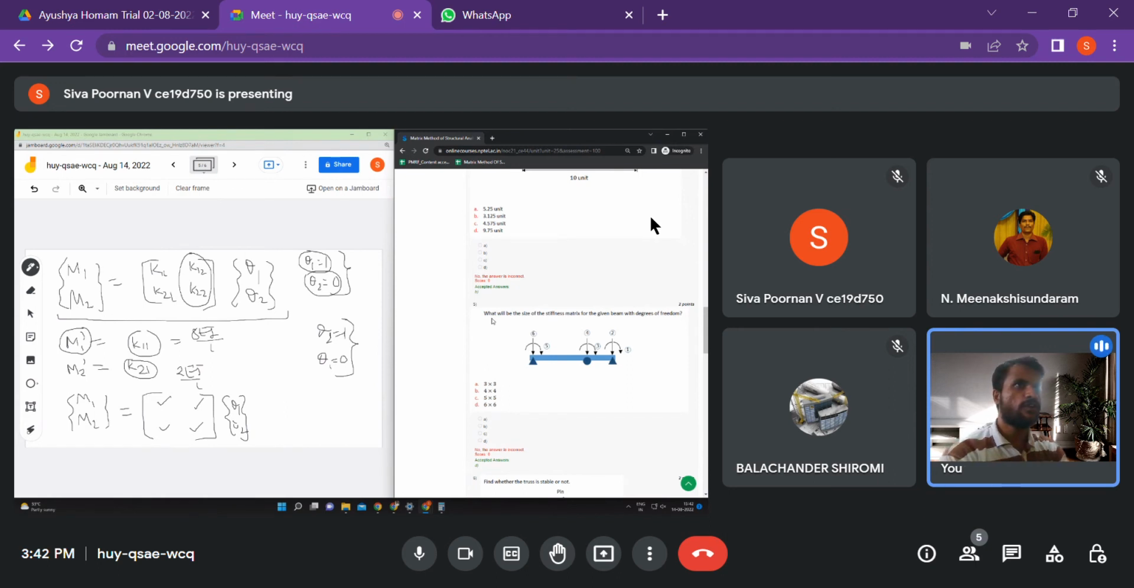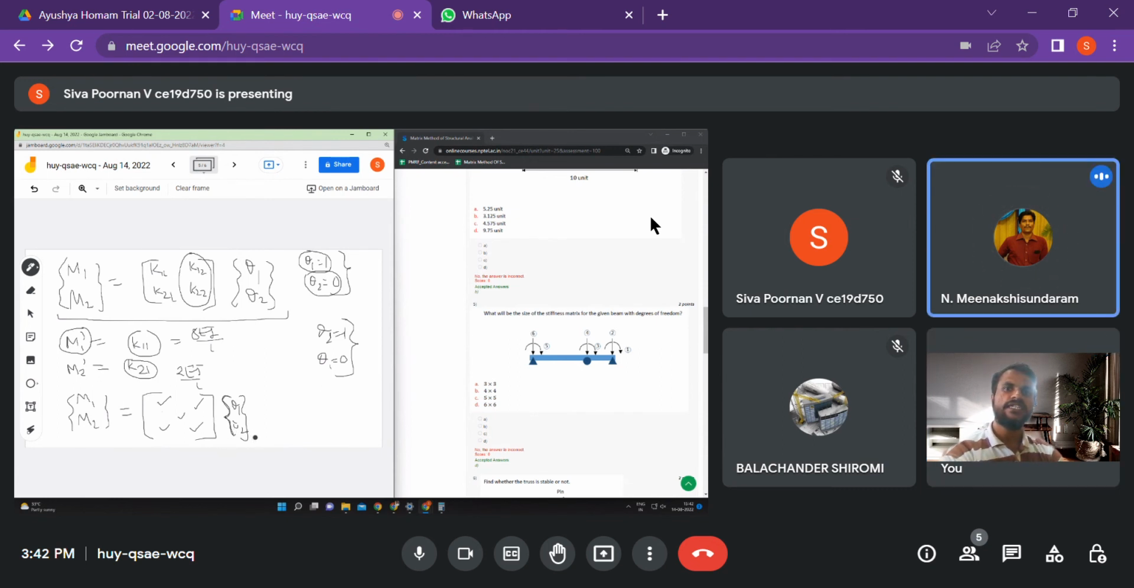So the question is, what will be the size of the stiffness matrix? The stiffness matrix that we are talking about here, right? What you notice is that whatever is the kinematic indeterminacy of the structure, that much will be the size of the stiffness matrix, right? Because then only it can multiply with that many kinematic indeterminacy or degrees of freedom. The multiplication is possible only when the degrees of freedom and the size of the matrix are the same, right? So that's a concept.